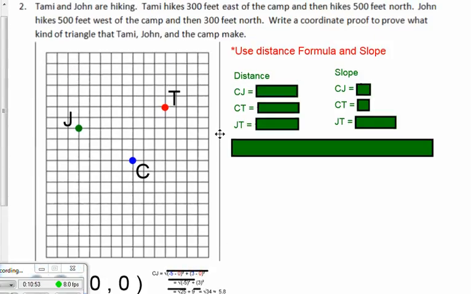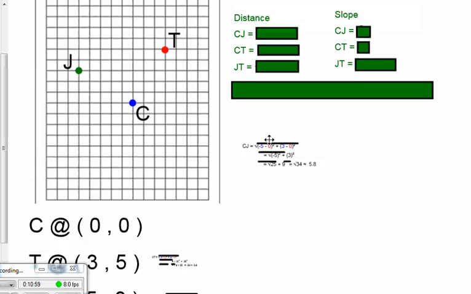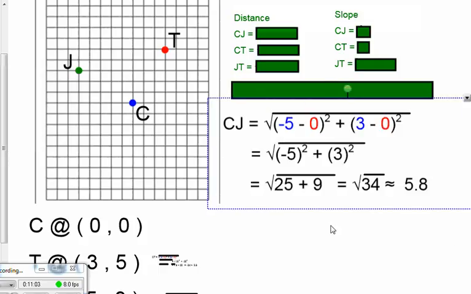Okay, so we'll have to find the distance between each of these and the slope to see if it makes any kind of particular triangles. So first we'll find the distance from C to J. Again, we're just plugging our values into the distance formula. Negative 5 minus 0 squared plus 3 minus 0 squared. Negative 5 squared plus 3 squared. 25 plus 9. So we have the square root of 34, which is about 5.8.